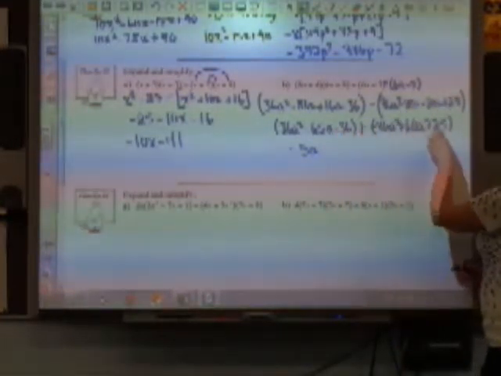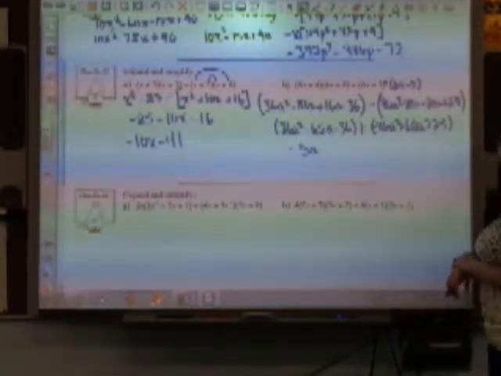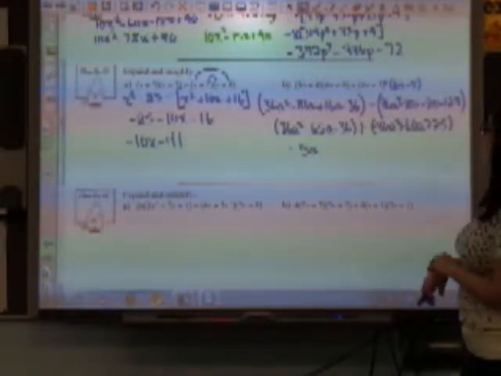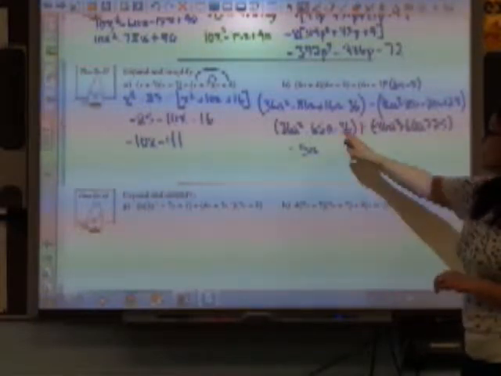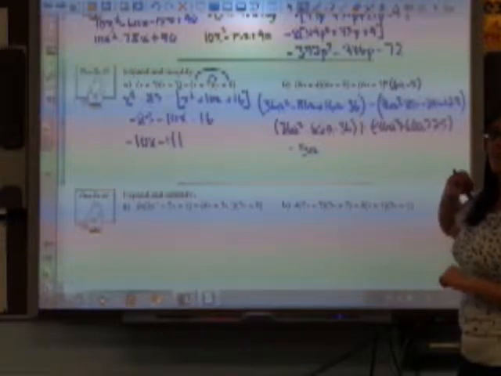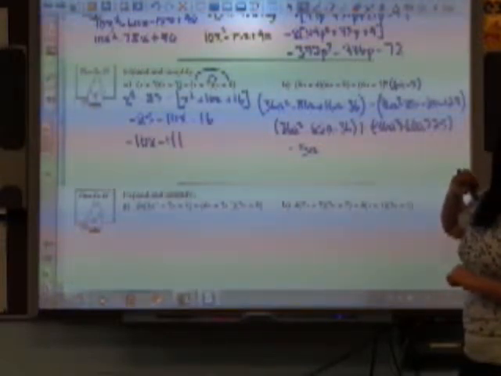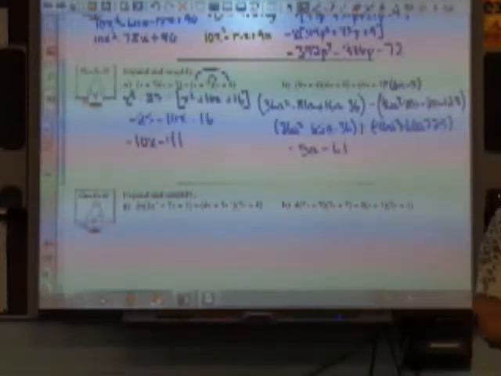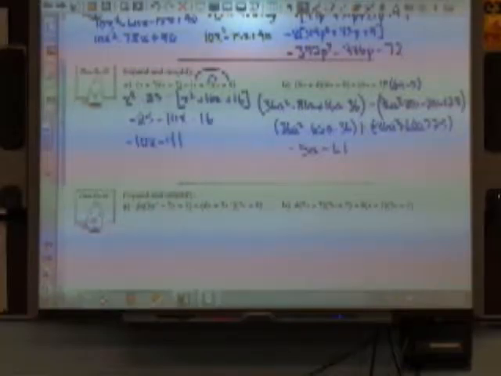And negative 36 plus negative 25. Did you get to that later? There are 2 negatives being added together. So negative 36 and negative 25. Negative 60. That's as far as we can get.